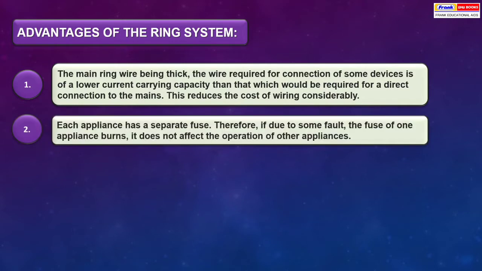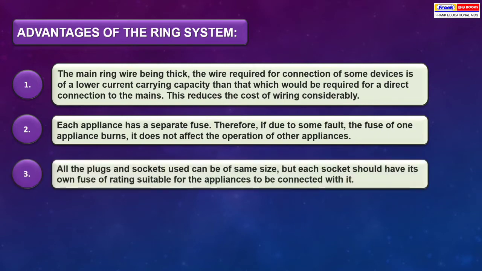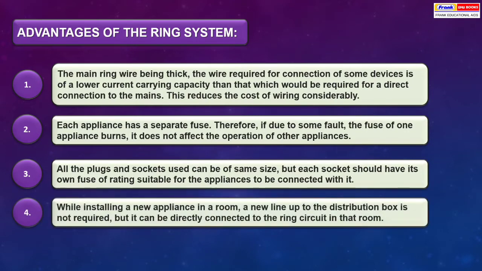Each appliance has a separate fuse, therefore, if due to some fault the fuse of one appliance burns, it does not affect the operation of other appliances. The plugs and sockets used can be of same size, but each socket should have its own fuse of rating suitable for the appliance to be connected with it. While installing a new appliance in a room, a new line up to the distribution box is not required, but it can directly be connected to the ring circuit in that room.